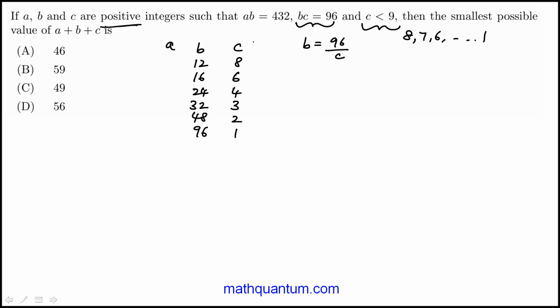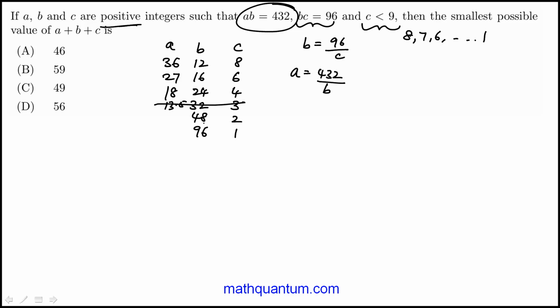And next we can figure out the corresponding values of A from this, which is 432 over B. So all I have to do is divide each one of these by the value of B. So the first one is 36, then 432 divided by 16. So you just generate these, 27. And then I'm using the calculator as I'm listing these out. 18, 432 divided by 32, 13.5. So that one is out because it's not a whole number.